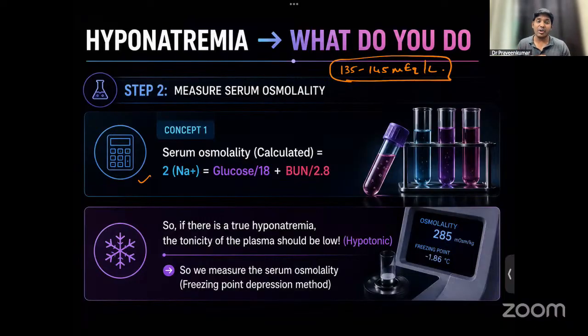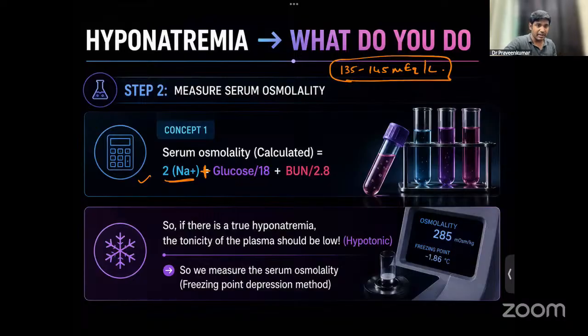Serum osmolality is usually calculated by this formula: 2 multiplied by sodium, plus glucose divided by 18, plus blood urea nitrogen divided by 2.8. So this is the calculated serum osmolality. This is a calculation. We are not directly measuring it in the serum. We are just calculating it.